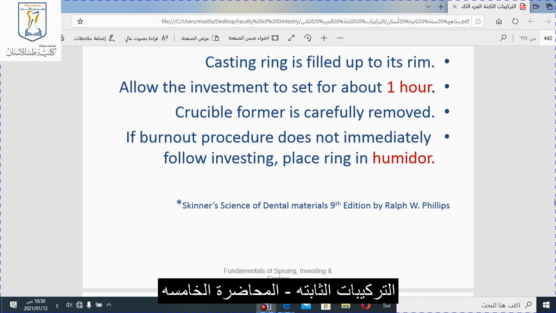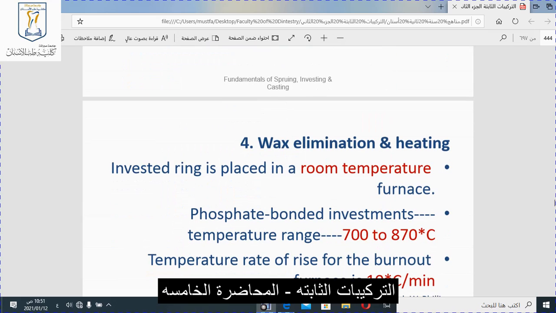If the burnout procedure does not immediately follow investing, place the investing ring in humidity. Either cover it with water or with a kerchief moistened with water until burnout. Wax elimination and heating: the investing ring is placed at room temperature.